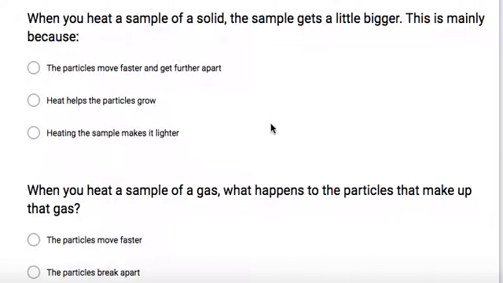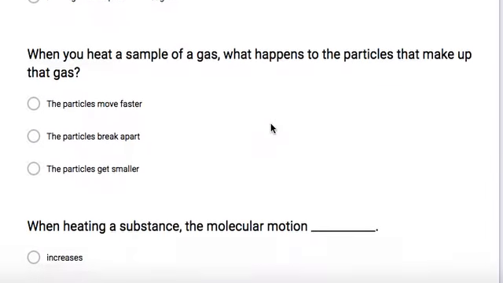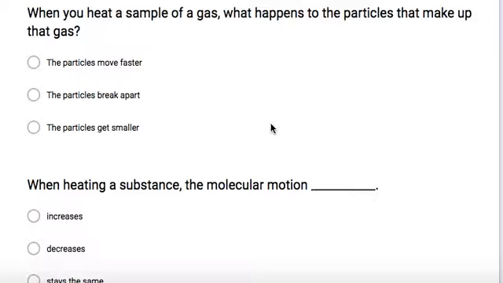When you heat a sample of a solid, the sample gets a little bigger. This is mainly because the particles move faster and get further apart. Heat helps the particles grow. Heating the sample makes it lighter. When you heat a sample of a gas, what happens to the particles that make up that gas? The particles move faster, the particles break apart, the particles get smaller.